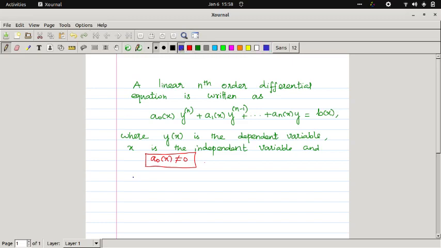Next, if b of x equal to 0, then suppose I assume that this is equation number 1. Equation 1 is called a homogeneous nth order linear differential equation.